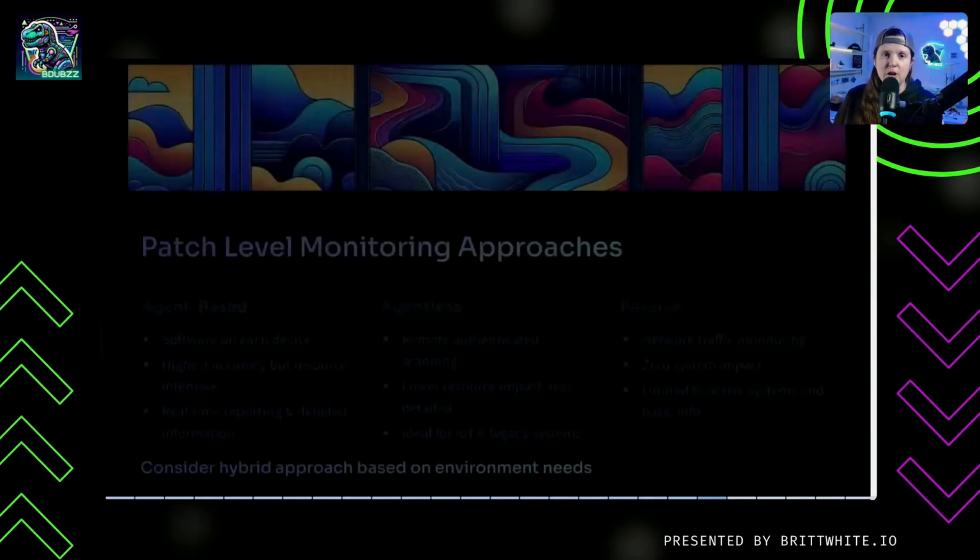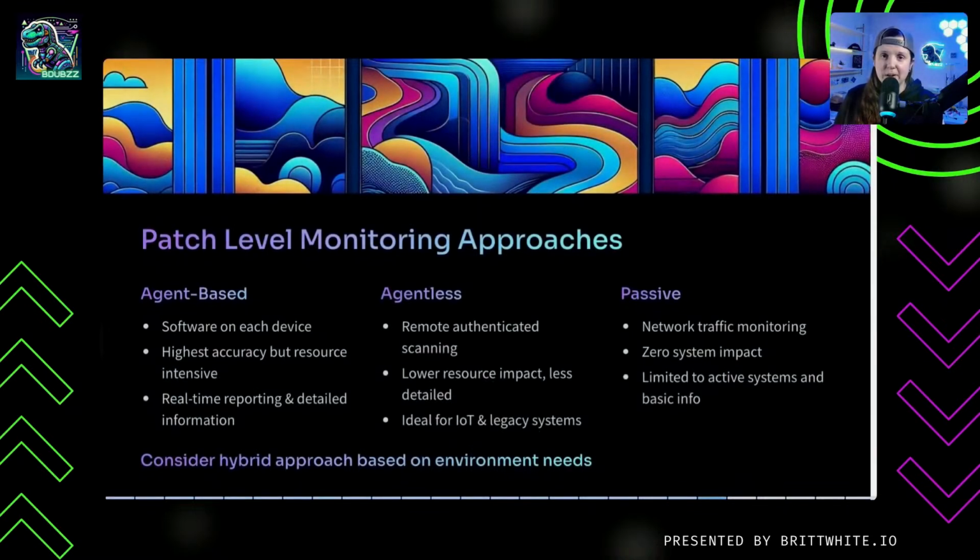Now we have to monitor our patch status. This is a critical aspect of maintaining your security. There's 3 main approaches that we use here. First is agent-based monitoring. This is like having a security guard stationed inside each of your devices. We install specialized software directly onto systems to provide real-time reporting and detailed information. This method offers the highest accuracy, but it comes with trade-offs. You now have to maintain all of these agents, and they consume your system resources.